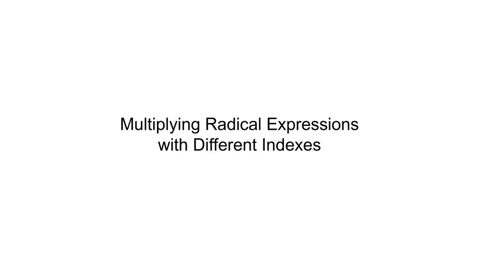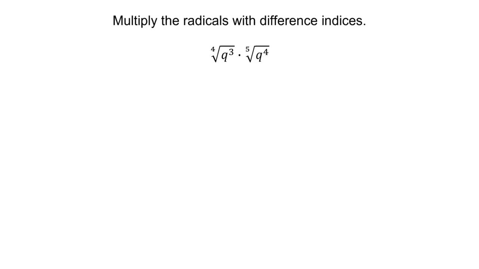In this video, we're going to learn how to multiply radical expressions with different indexes. In this example, we need to multiply the fourth root of q to the third times the fifth root of q to the fourth. And we notice that we have different indexes. Here we have a fourth root, and here we have a fifth root. Unfortunately, we can't multiply radicals with different indexes. So how do we fix this?